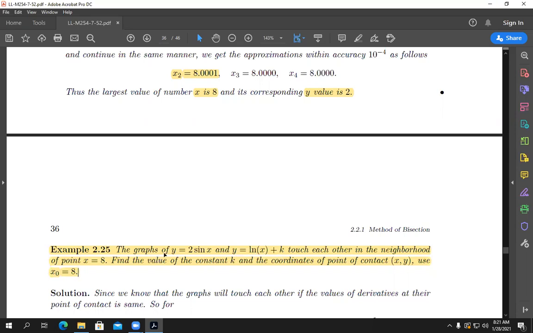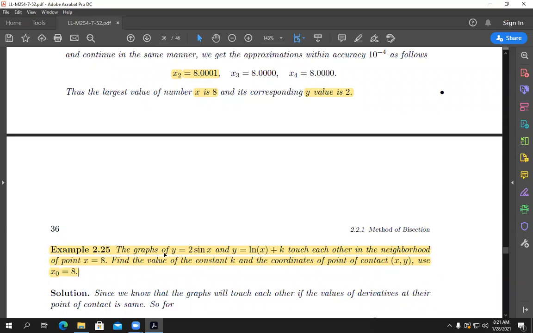Remember, we did this example, I think it is example 2.2 in the book, for the bisection method. There we said that the graphs intersect at a point. And what does intersection mean, please? Two graphs, we say the two graphs intersect: y equal to y. The two graphs are intersecting.